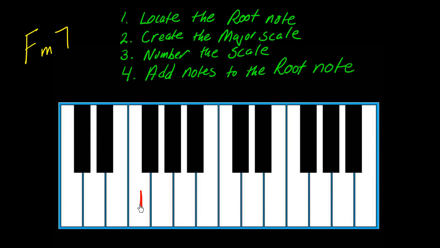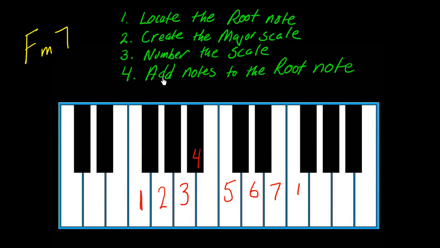So 1 is always the root, and it would be 1, 2, 3, 4, 5, 6, 7, 1. Now, if you're wondering how I'm creating this, there's a formula that I'm using. It's what I call the phone number of the major scale. It's root, whole, whole, half, whole, whole, whole, half. I have other lessons on that, but you can learn that very easily. So I created my scale.